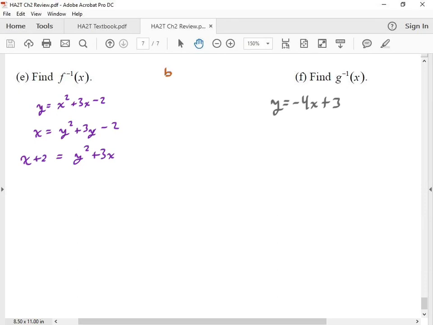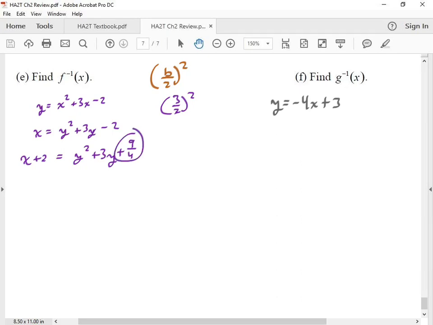To complete the square, you gotta take b, divide it by 2, and then square it. The b is always the x term. Actually, whoops, that's supposed to be a y right there. So that term right there. So if I take the 3, divide it by 2, then square it, it would look like this. And then I would get 9 over 4.